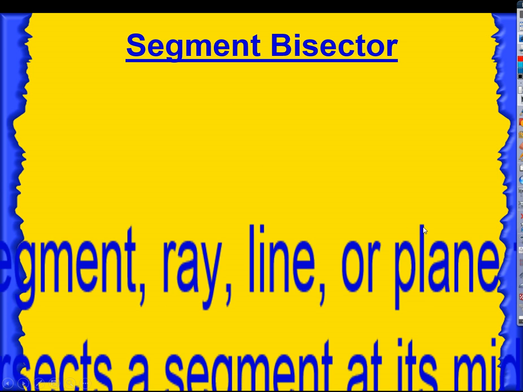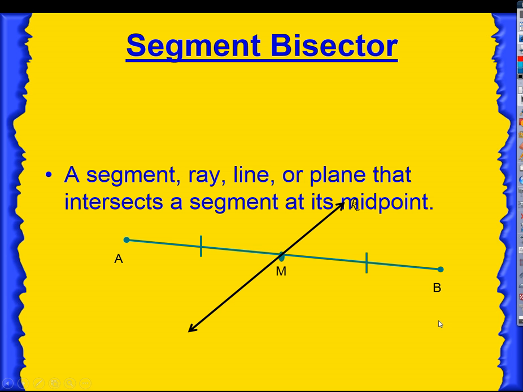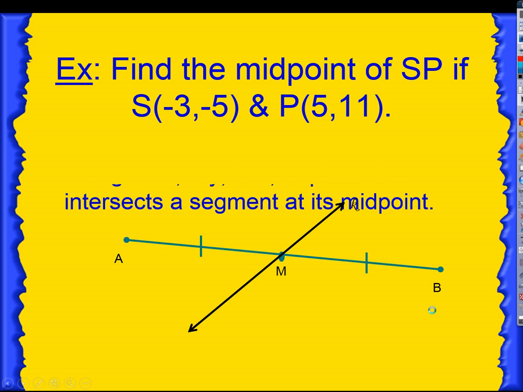So a segment bisector is just something that intersects a segment at its midpoint, which essentially cuts it into 2 equal pieces, 2 congruent pieces. So there's the midpoint. This just shows us that we've got congruence, and it could be a line, a segment, a ray, anything that cuts that segment at its midpoint.